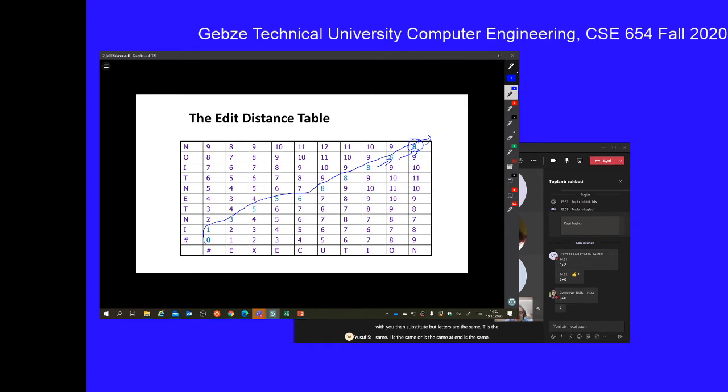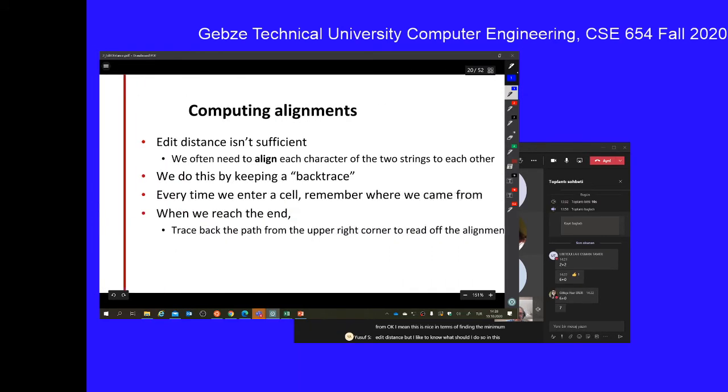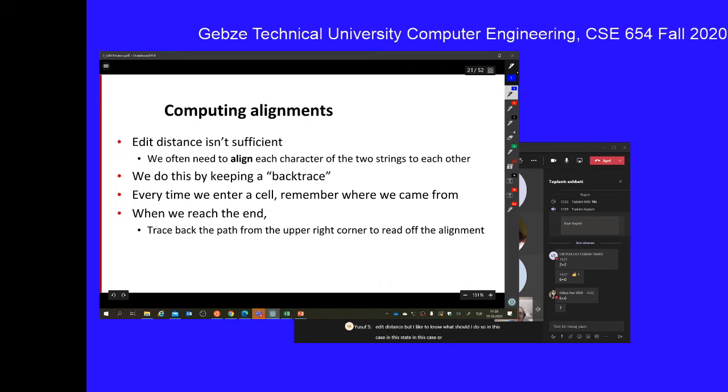Okay. But I don't want to keep guessing where I come from. This is nice in terms of finding the minimum edit distance, but I like to know what I should do. So in this case, I need to do some backtracing. We need to do this by backtracing, where I came from.